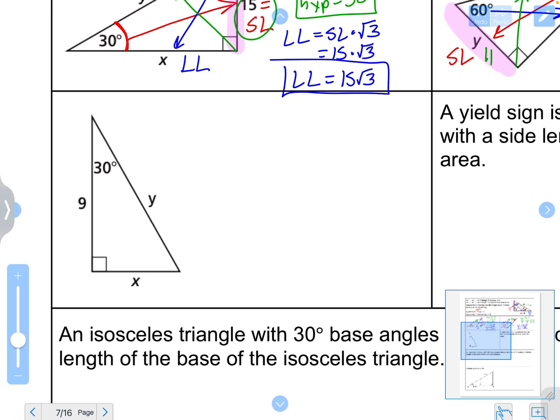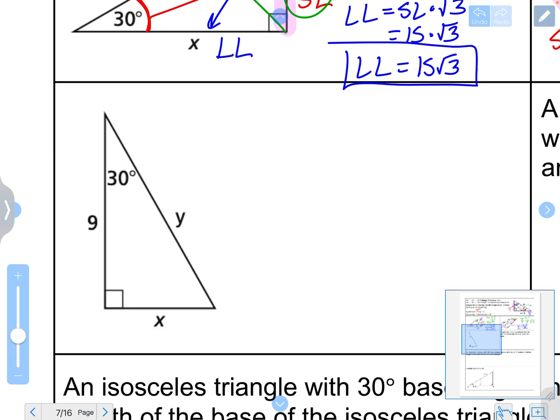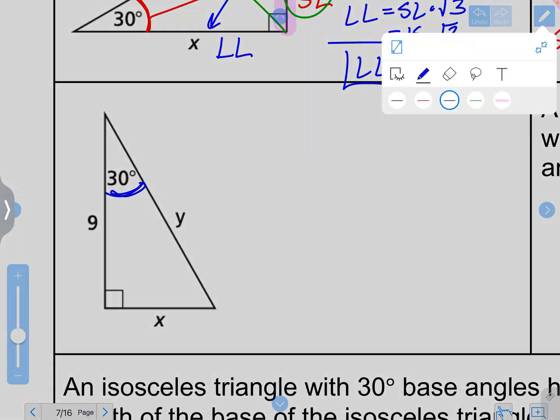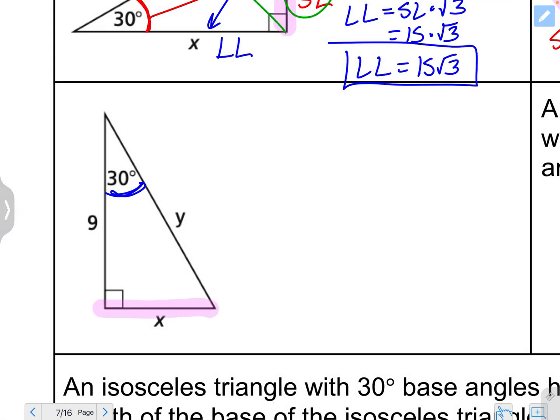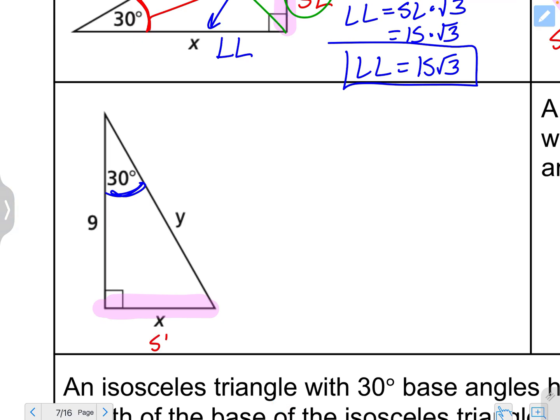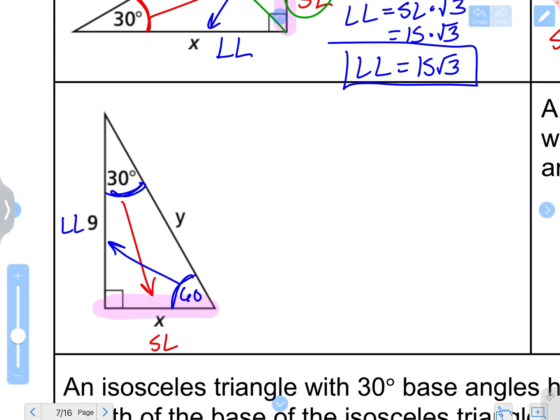So this is the other type of problem that we're going to see right here. So again, I'm always going to find that 30-degree angle, and I'm always going to highlight that short leg. So short leg is here. Sorry, I got off on my color coding. I apologize. And so our 60-degree angle there. So this tells me that 9 is my long leg and that y is my hypotenuse.